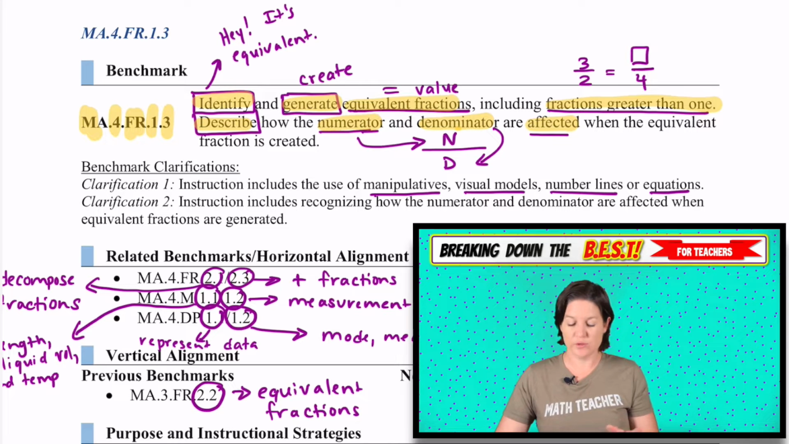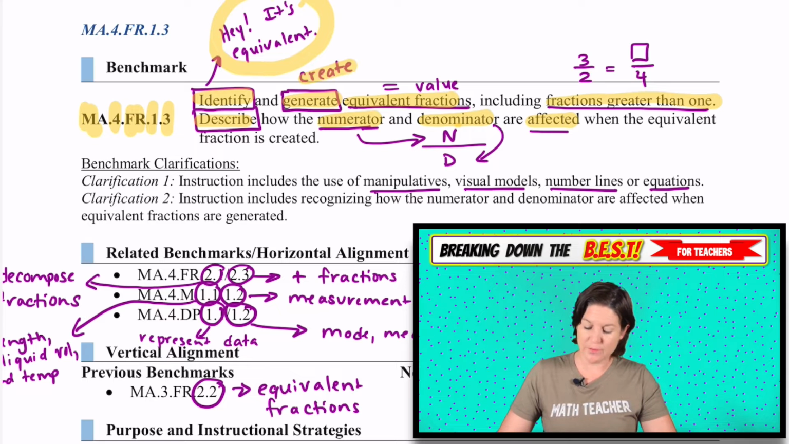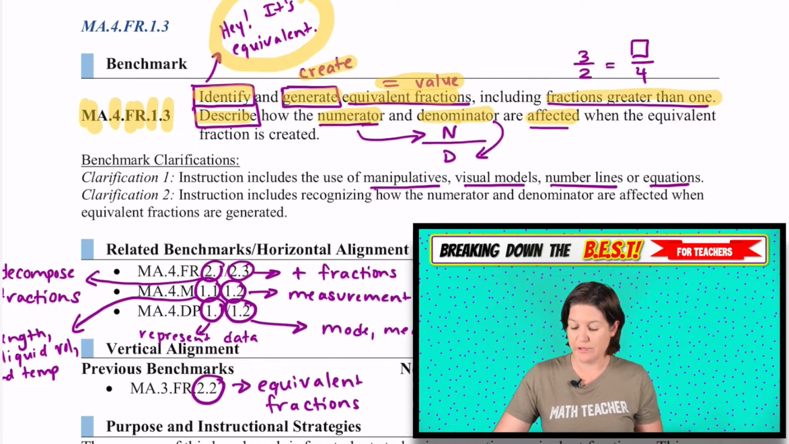So let's go over some of those terms there. Identifying fractions is being able to say, hey, these are equivalent fractions, and also being able to create fractions that are equivalent. Equivalent, of course, means equal in value, and we'll be working with fractions that are greater than 1, and that's where the numerator is greater than the denominator. So if we have 3 halves, how many fourths would that be?